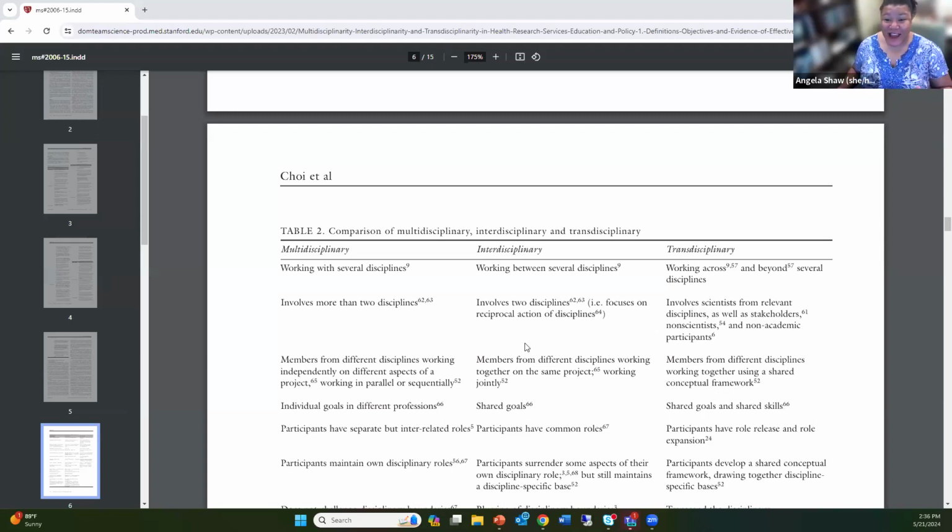So what I can say is transdisciplinary and interdisciplinary are terms that I commonly swapped out when I was doing grants. So make sure that you have your terms right. Is this a multidisciplinary team where everybody has individual goals, or do you have some commonality and transferability?